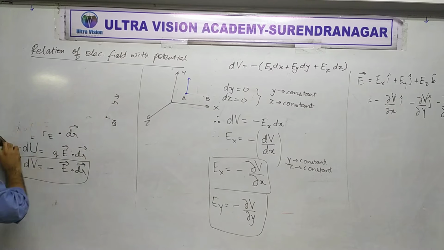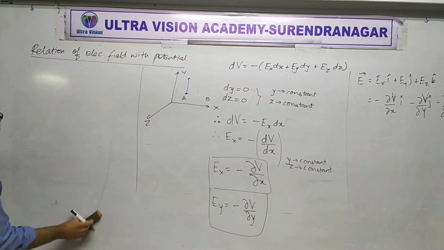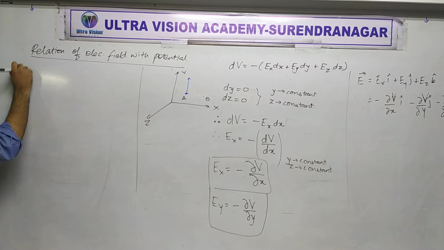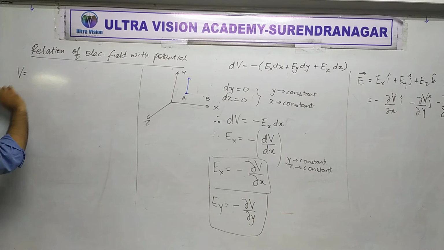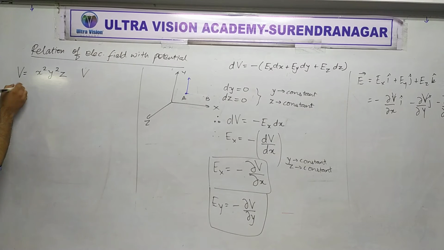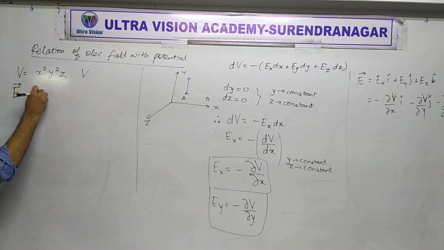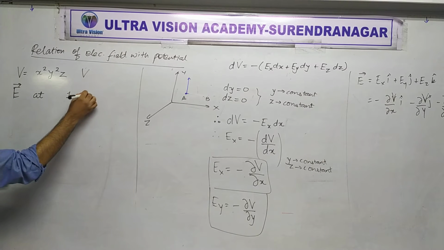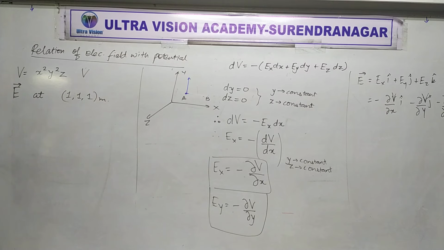Suppose someone gives you a relation of V, that is potential. Let's say that relation is x squared y squared z in volt. Okay, where this is x y z coordinate, right? And now someone says find electric field vector at the point 1 1 1 meter. Okay, you want to find electric field at 1 1 1 meter. एकदम basic question है. But this is the focus of this topic, the relation of V with E.